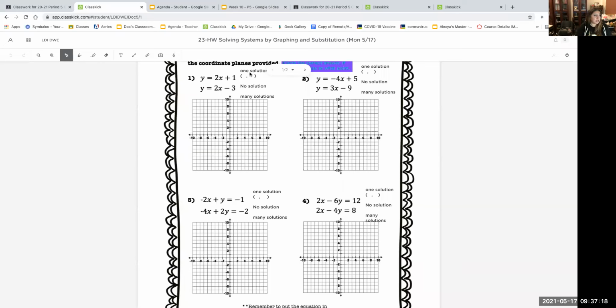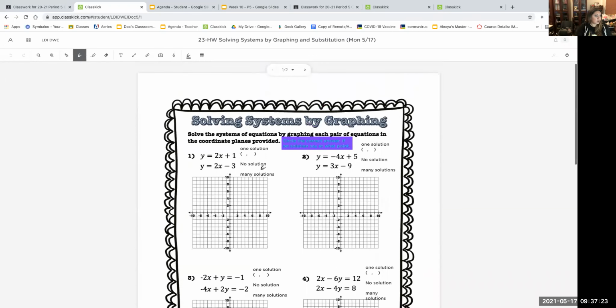You guys see that it says 1 solution, no solution, or infinitely many. What you guys are going to do, you'll either circle infinitely many or no solution. But if it's 1 solution, you're going to type in what the solution was. So if it was 2 and 3, then you would write 2 and 3. So if it's infinitely many, circle that one. No solution, circle that. 1 solution, circle that one, but you have to tell me what the point was.